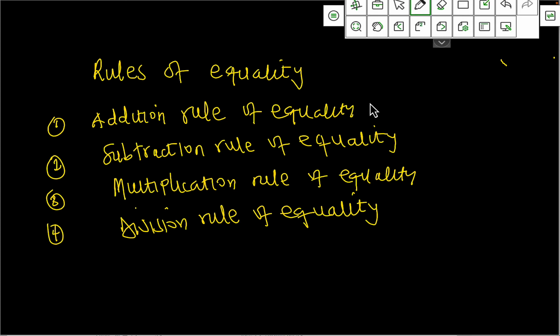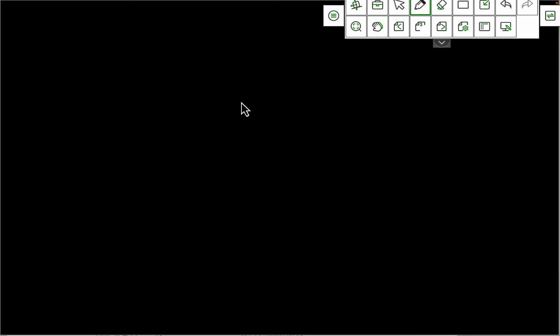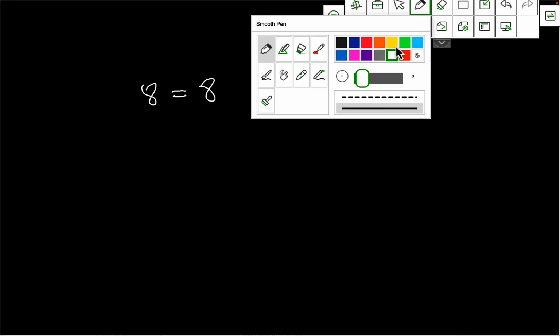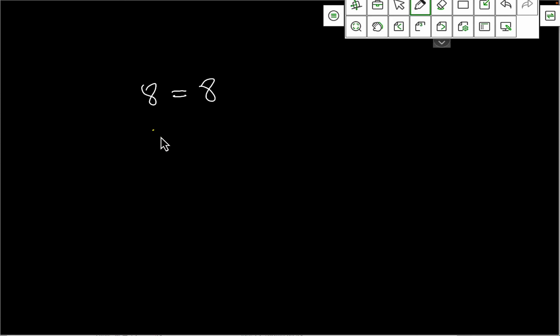Now this says that for the addition rule, to maintain equality, equal numbers may be added to both sides of the equation. So for instance, let's look at it. I have 8 is equal to 8. This is rational, it makes a lot of sense. To maintain equality, I can add 2 here. Because I'm adding 2, I have to also add 2 here. You get what I'm trying to say? Now this winds up as 10, and it is still equal to 10.